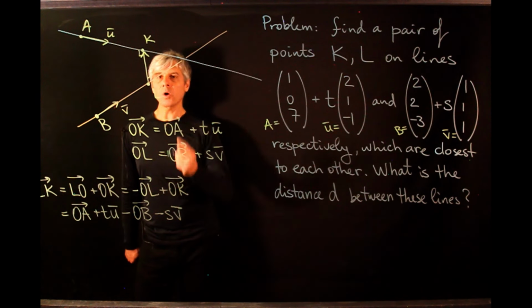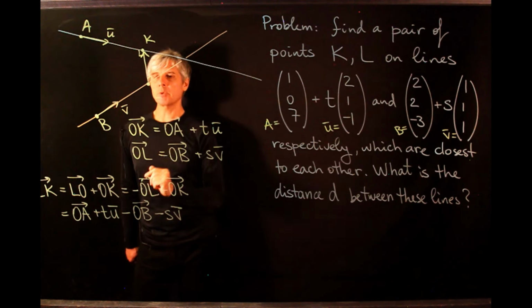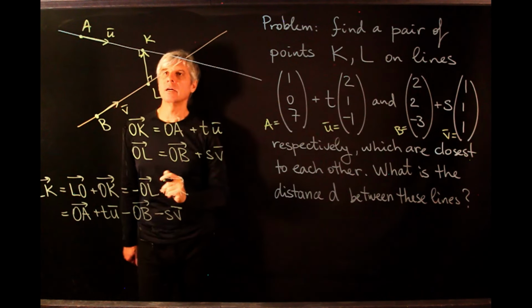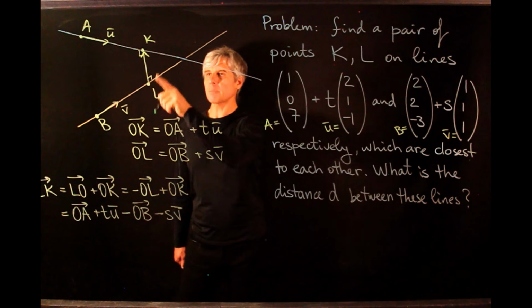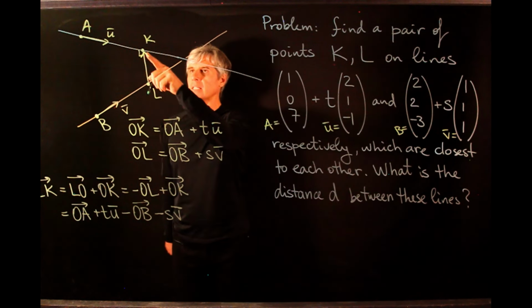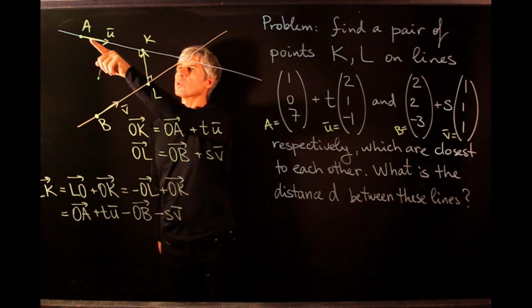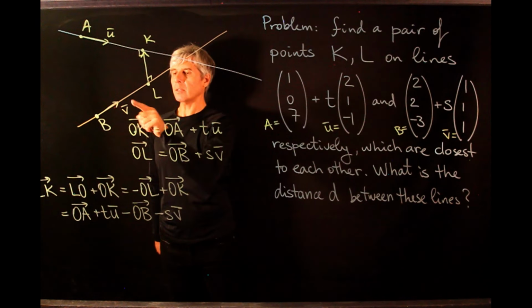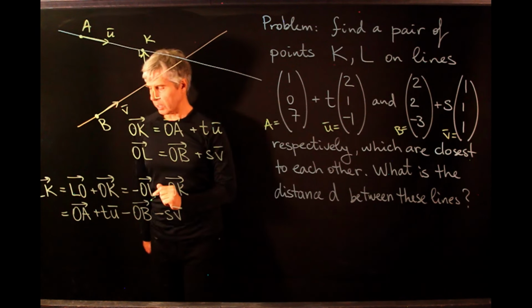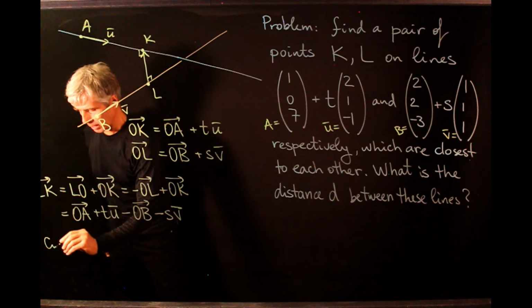So this is the expression for the vector LK. And what do we see from this picture? What's the condition on this vector? Well, this vector must be very special. This vector must be perpendicular to vector u and to vector v. So what we get is constraints here.